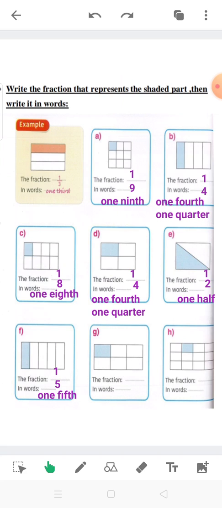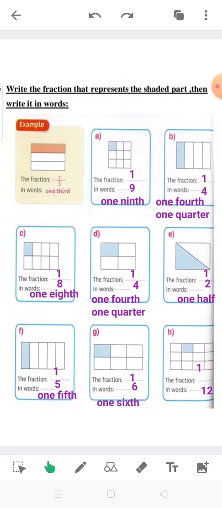Okay, one more time. How many colored parts? 1. All of the parts, let's count: 1, 2, 3, 4, 5, 6. So 6 in the bottom because it's the total number of the parts. So how can we write this fraction? It's one sixth.